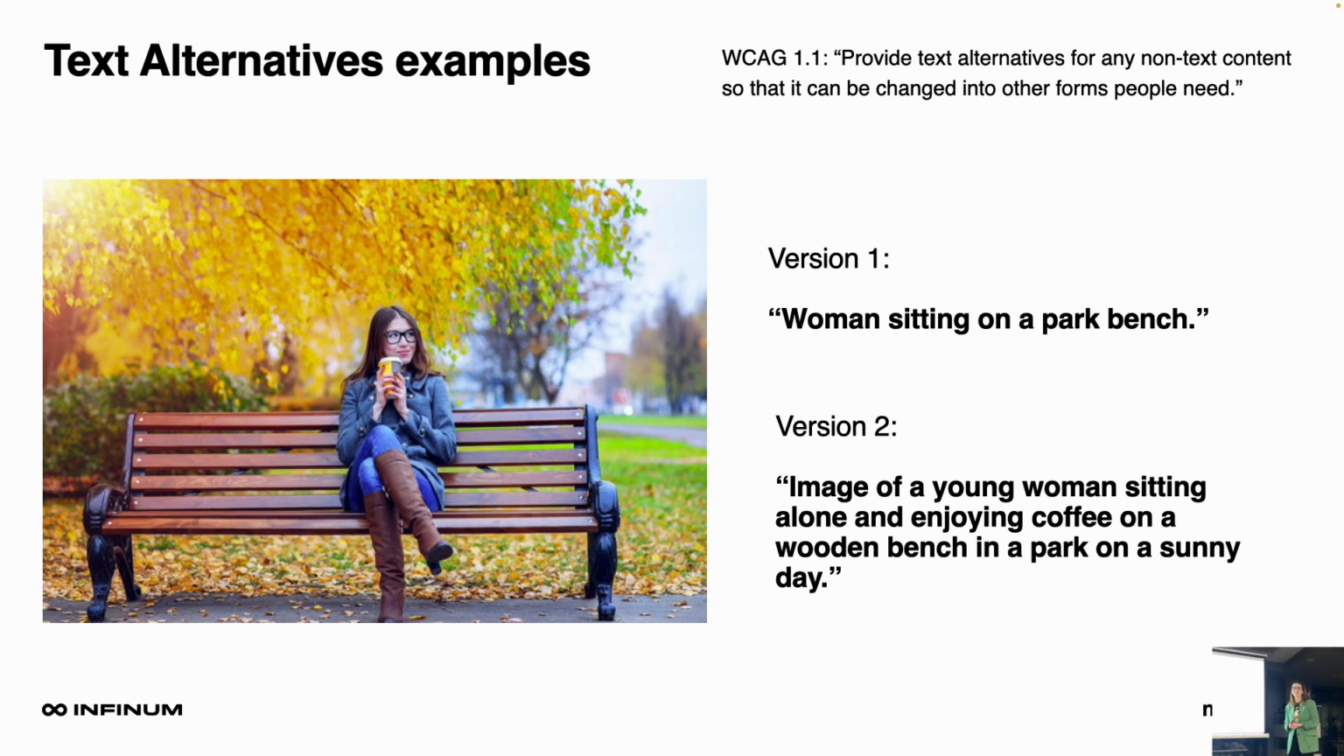Version 1 is correct because it says all the crucial information about this image, and version 2 is just too detailed. Imagine that you're scrolling a feed or going through a carousel or photo album, swiping through a lot of images, and for each image you get this detailed description. It could be overwhelming. The first version communicates all the necessary information for you to have an overview of what is in the picture.